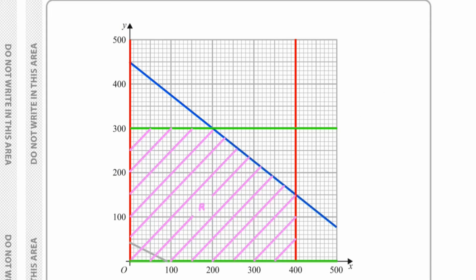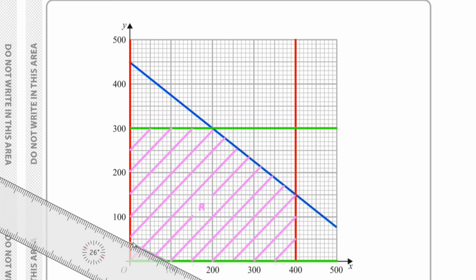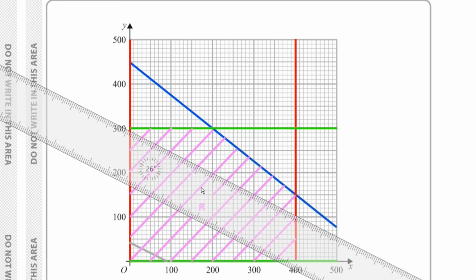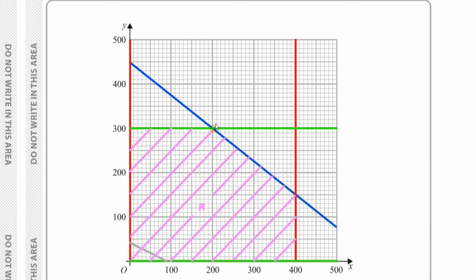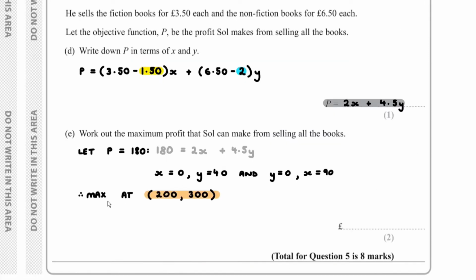Now, we need to find where the maximum occurs. So if I get my ruler and align it with this line here, and if I slide up, you see the maximum is over here. The maximum is at 200, 300. So the maximum at 200 and 300 will give us a maximum profit. So the maximum profit is equal to 2 multiplied by 200 plus 4.5 multiplied by 300, which is 1750.